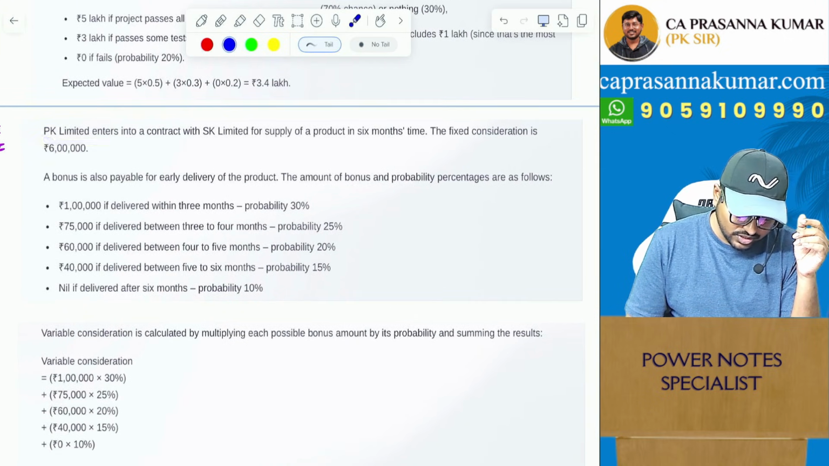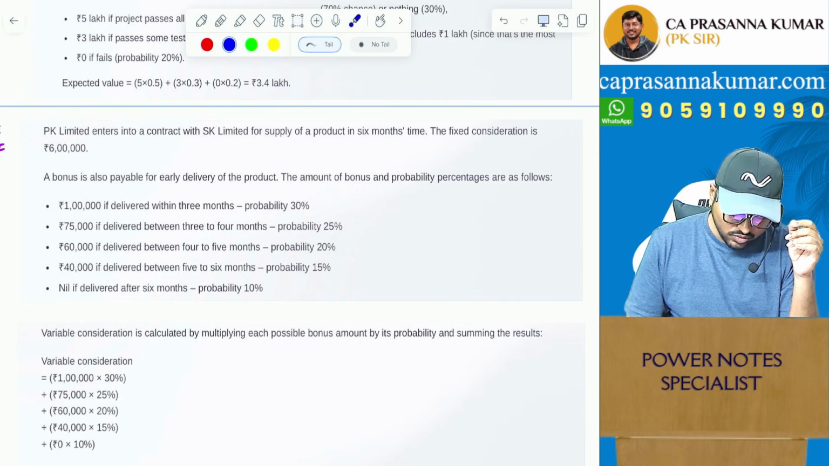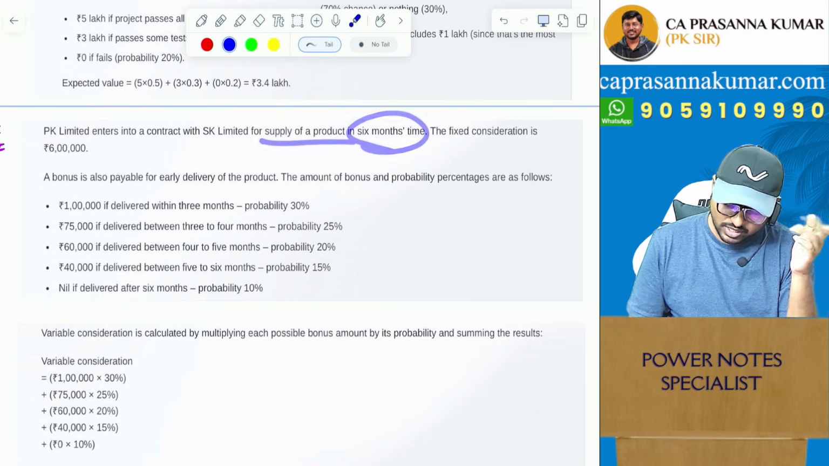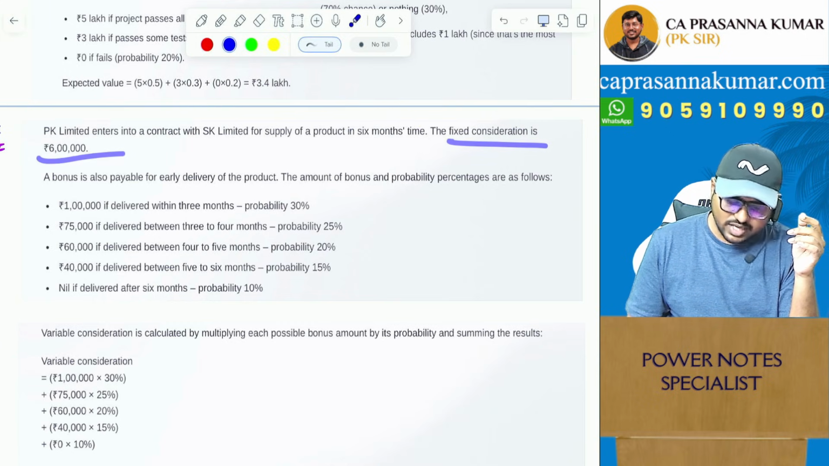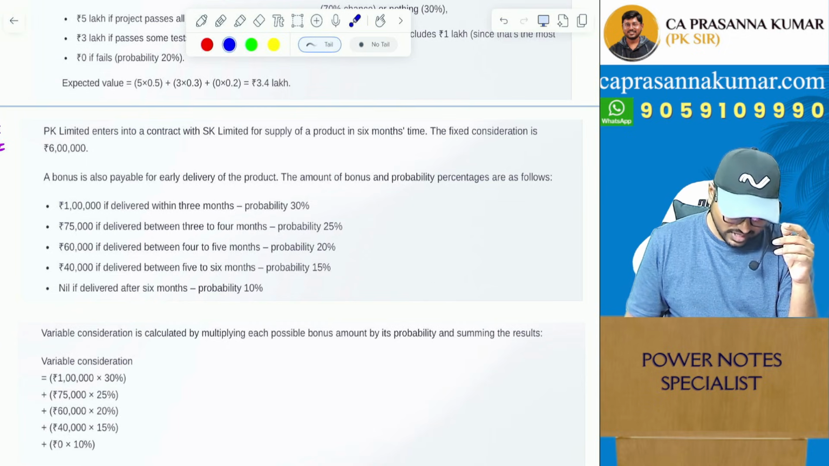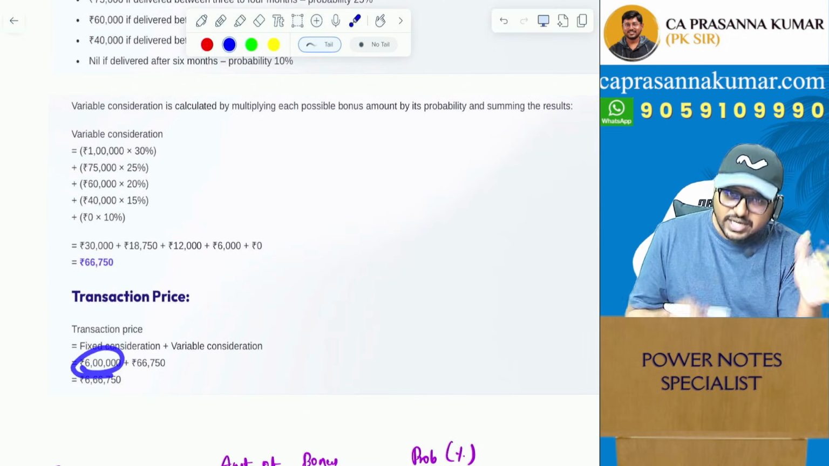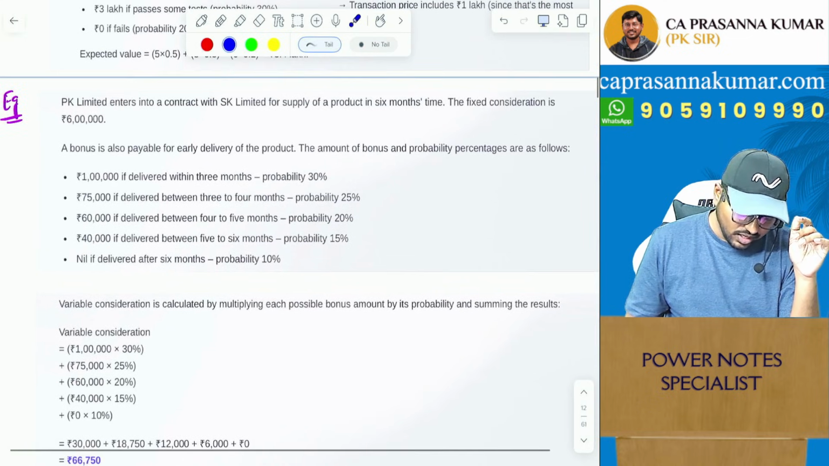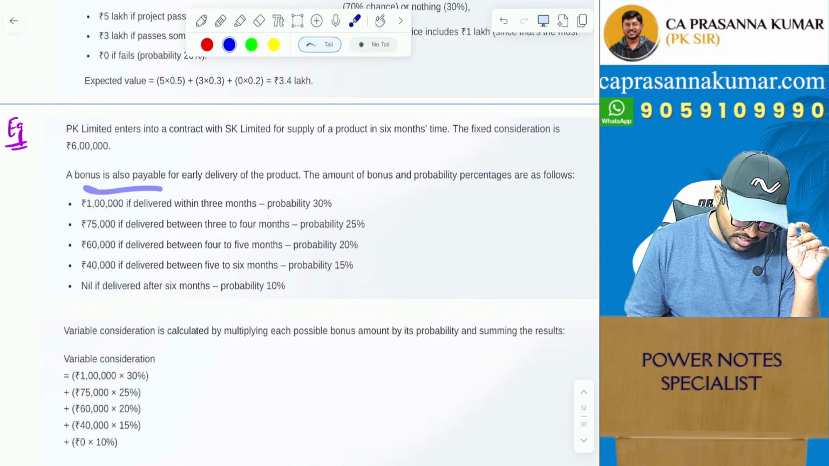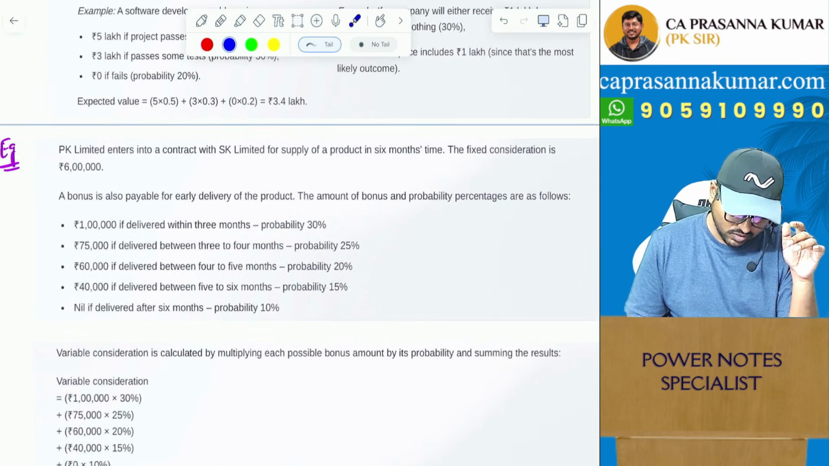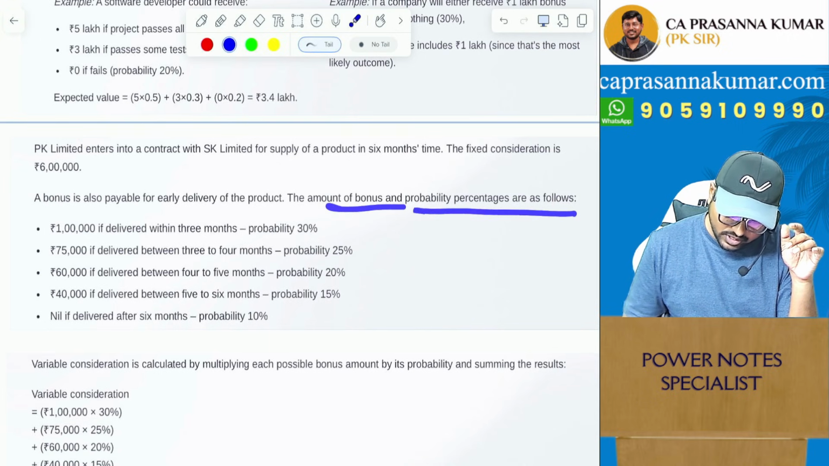PK Limited enters into a contract with SK Limited for supply of a product in 6 months time. The fixed consideration is 6 lakhs. This is clear. So 6 lakhs will obviously be included in what? The transaction price. 6 lakhs is by default included. Now look at the variable portion. A bonus is also payable for early delivery of the product. The amount of bonus and probability percentages are as follows.